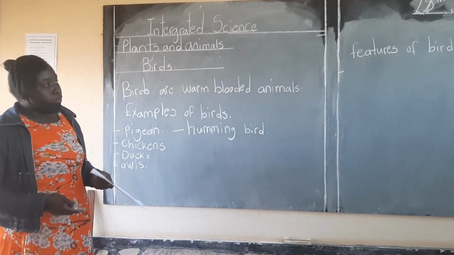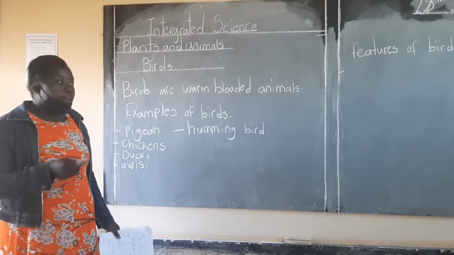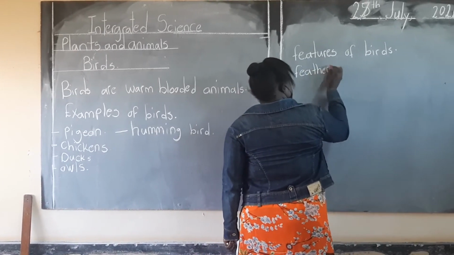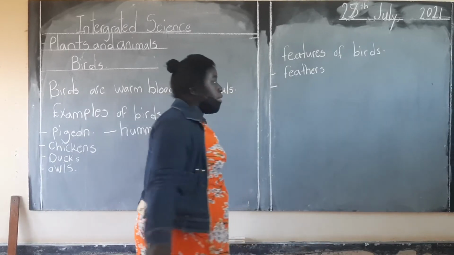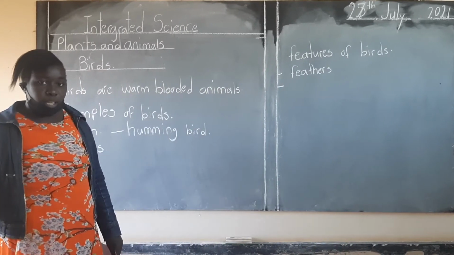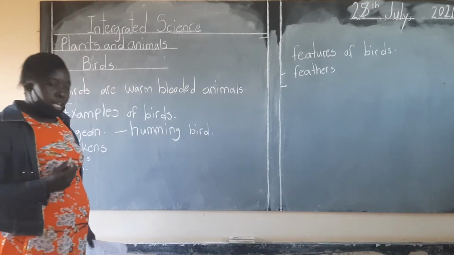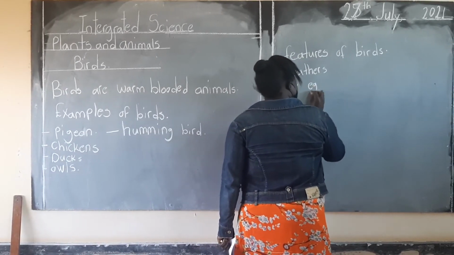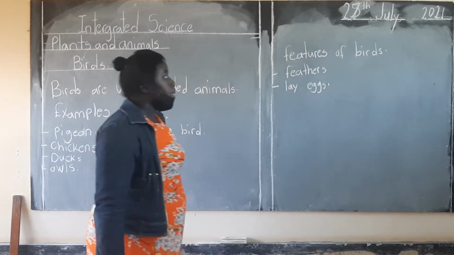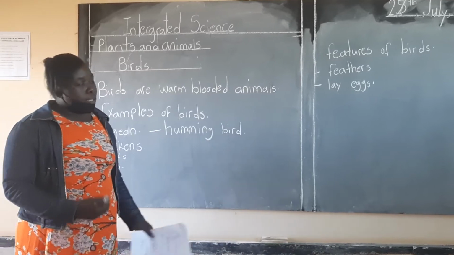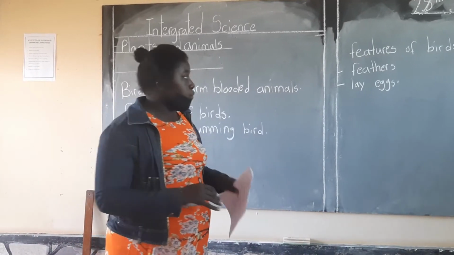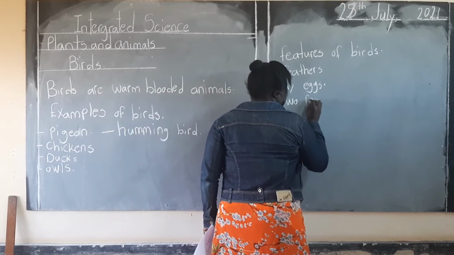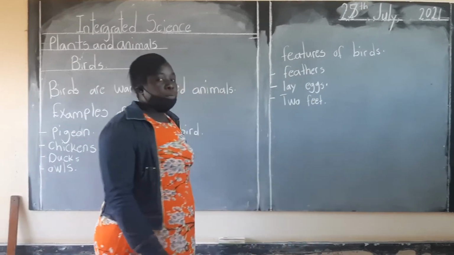Okay, so one of the characteristics of birds is that they have feathers. And then 2, instead of giving birth like mammals, they lay eggs. Apart from laying eggs, birds usually walk on 2 feet.